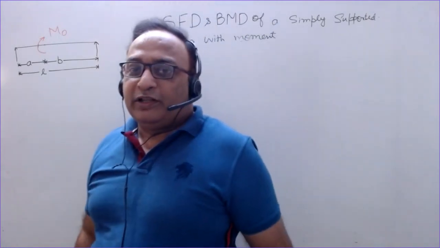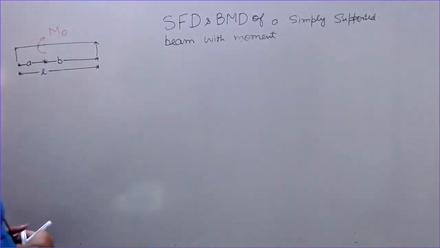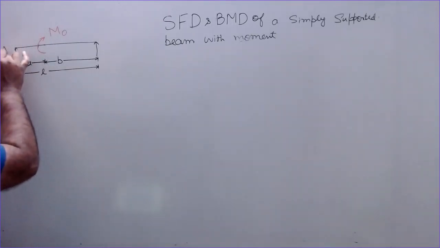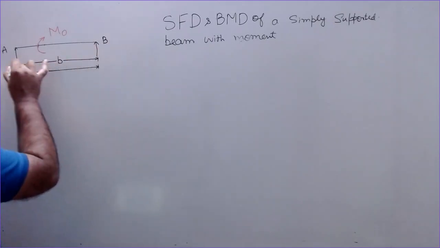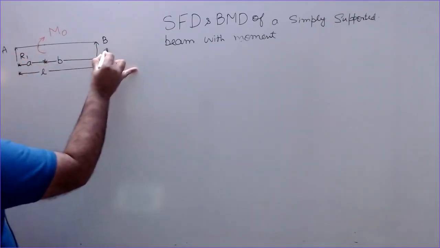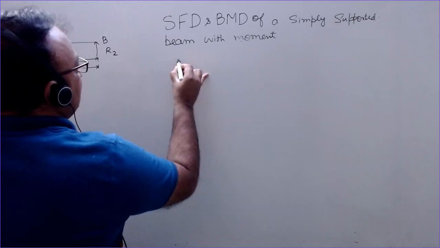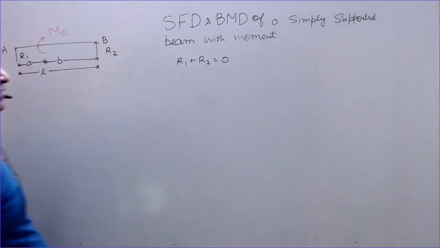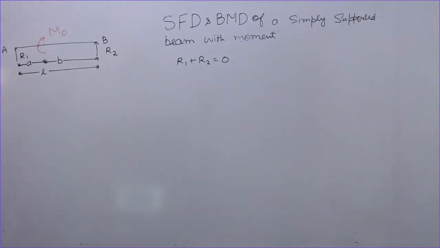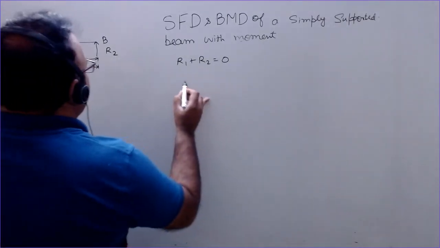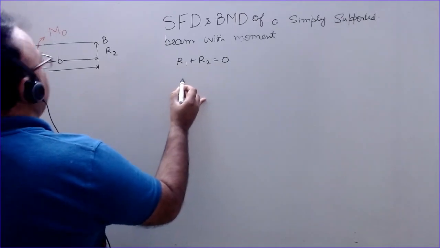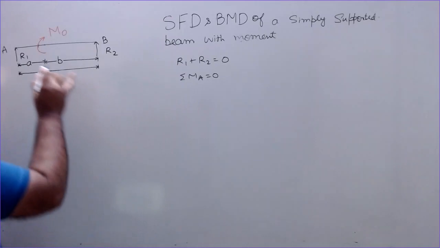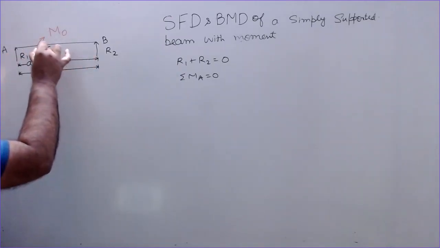And we will calculate these first of all. Let us calculate the reactions. So this end is A, this is B. So the reaction here is R1, here it is R2. So net upward force equals net downward force. There is no force in the downward direction, only a moment. Taking moment about A, I can write sum of moments at A equal to 0. You can take moment about any point, A, B, or let this point be C.